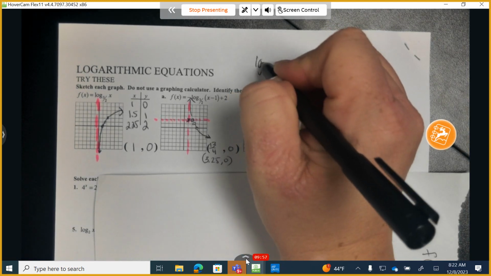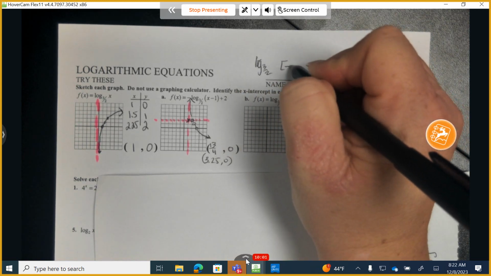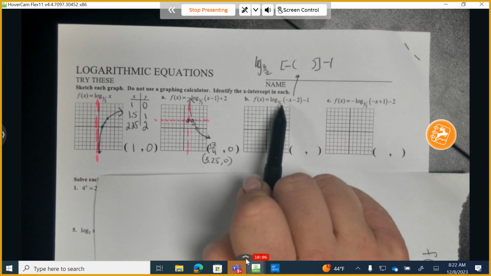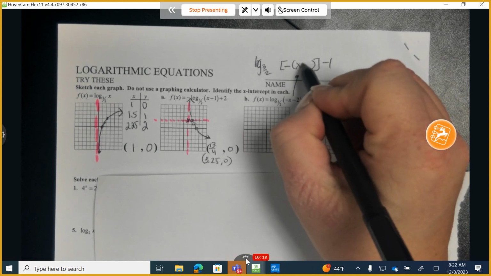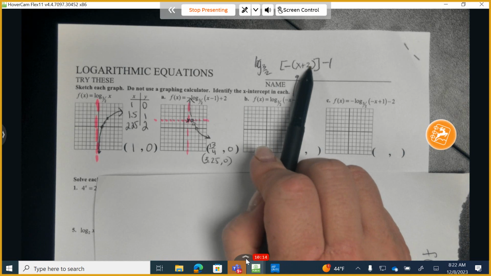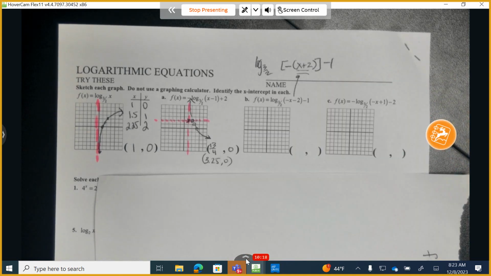We have log of 3/2. We're going to pull out a negative sign. And now we need to put what should go inside of here to represent negative x minus 2 when we distribute. It'd be x plus 2. Let's make sure I didn't make a mistake. Negative x subtract 2.